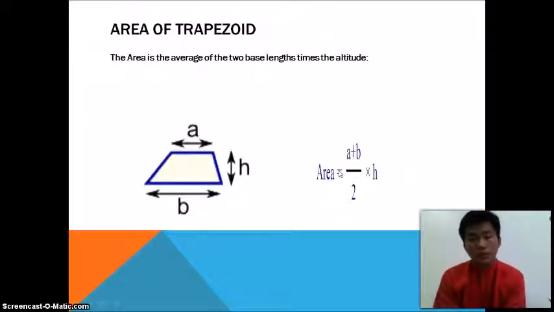This is the formula for the area of a trapezoid. The formula is to just add the base A and the base B, the values I mean, and divide by 2, and then you just multiply by H.